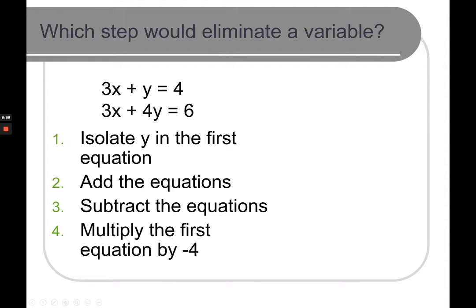Which step would eliminate a variable? Number 1, isolate y in the first equation. Number 2, add the equations. Number 3, subtract the equations. Number 4, multiply the first equation by negative 4.